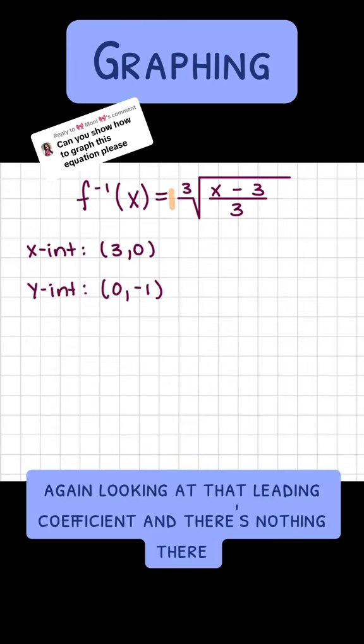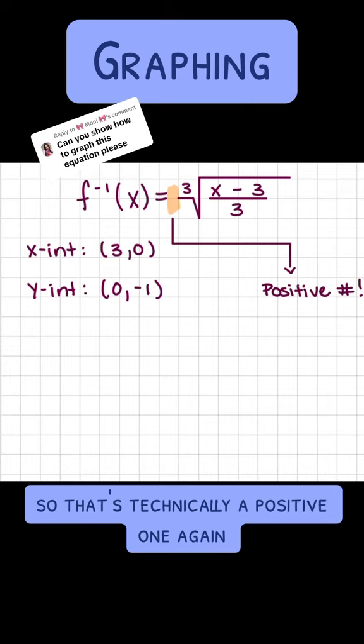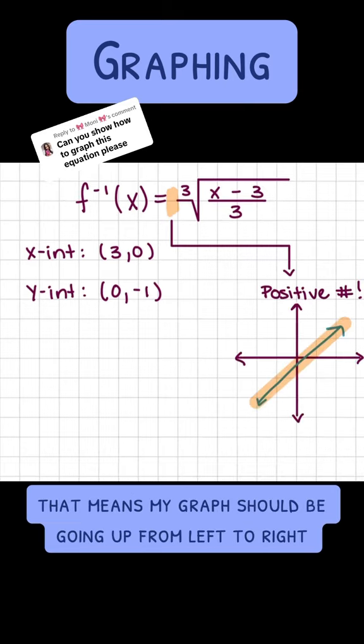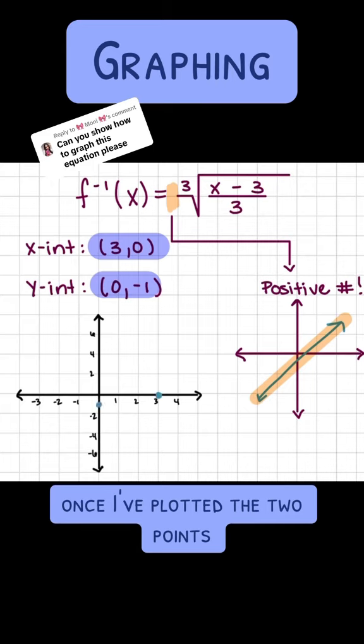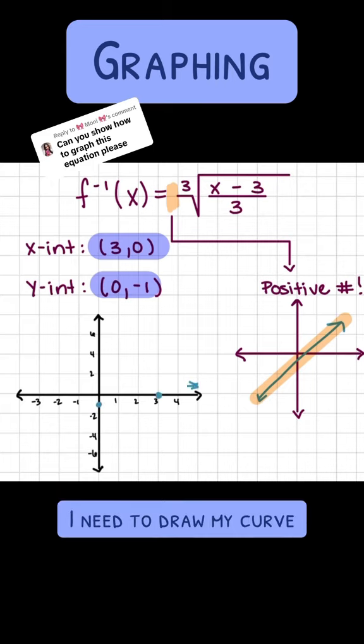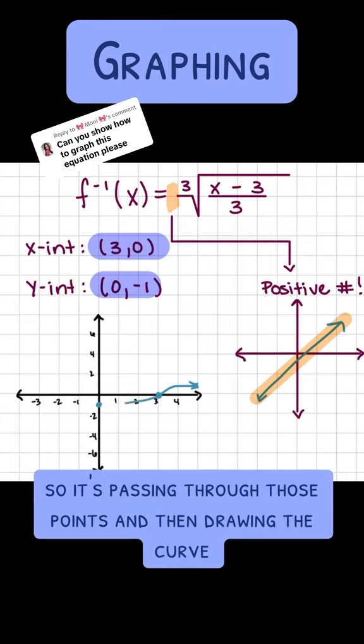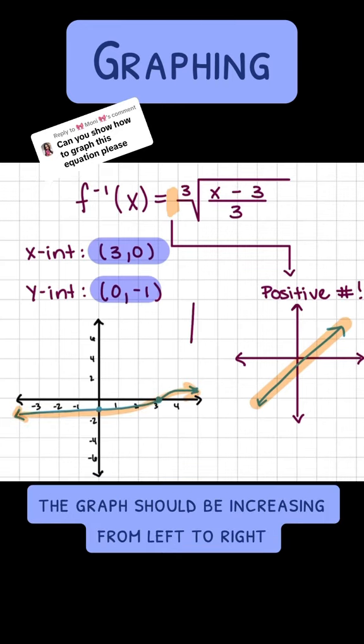Again, looking at that leading coefficient, there's nothing there, so that's technically a positive 1. Again, that means my graph should be going up from left to right. Now I'm going to take the x and y-intercepts and plot those points. Once I've plotted the two points, I need to draw my curve so it passes through those points. And then, drawing the curve, the graph should be increasing from left to right.